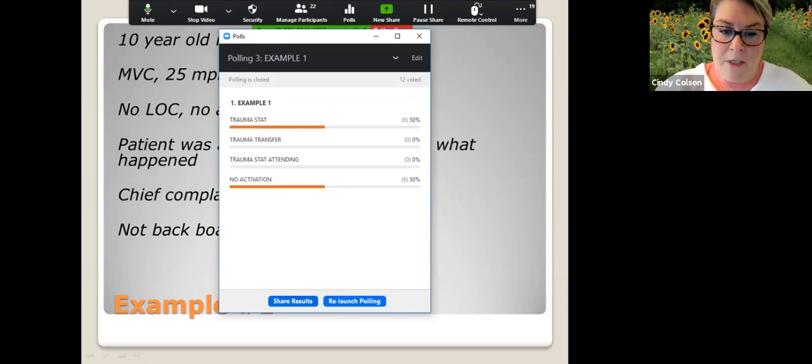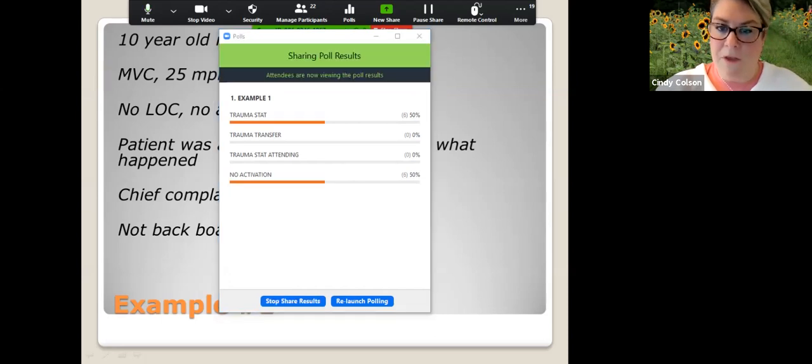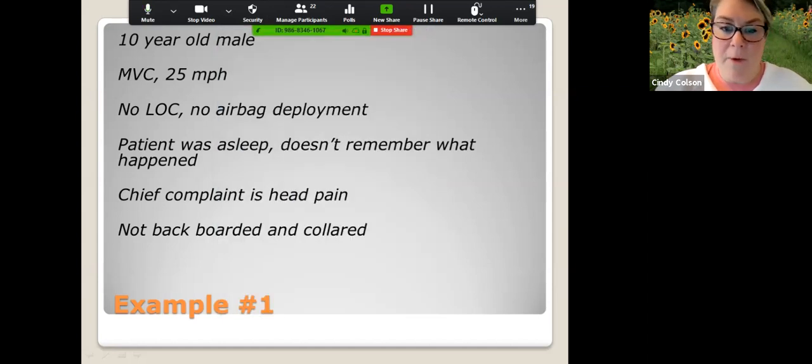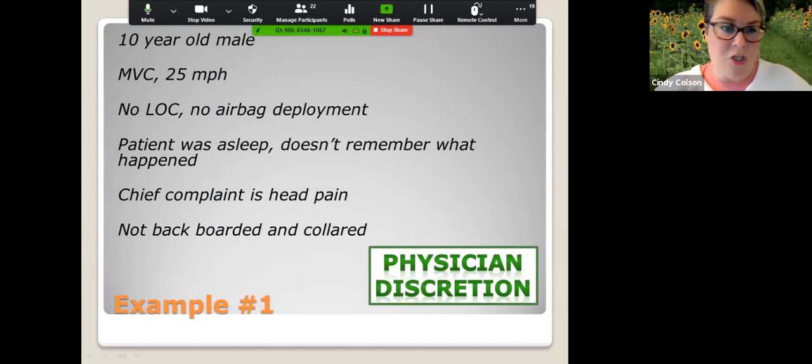Okay, so I'm going to share the results with you guys. And so you can see that 50% of people said it was a trauma stat and 50% said there was no activation. So in reality, this type of call is physician discretion because we don't have all the info. So the two big questions that we always need to get answered for our MVCs is how fast was the car going and were they restrained or not? And we don't know if this child was restrained or not. So this is physician discretion and we do need more information.